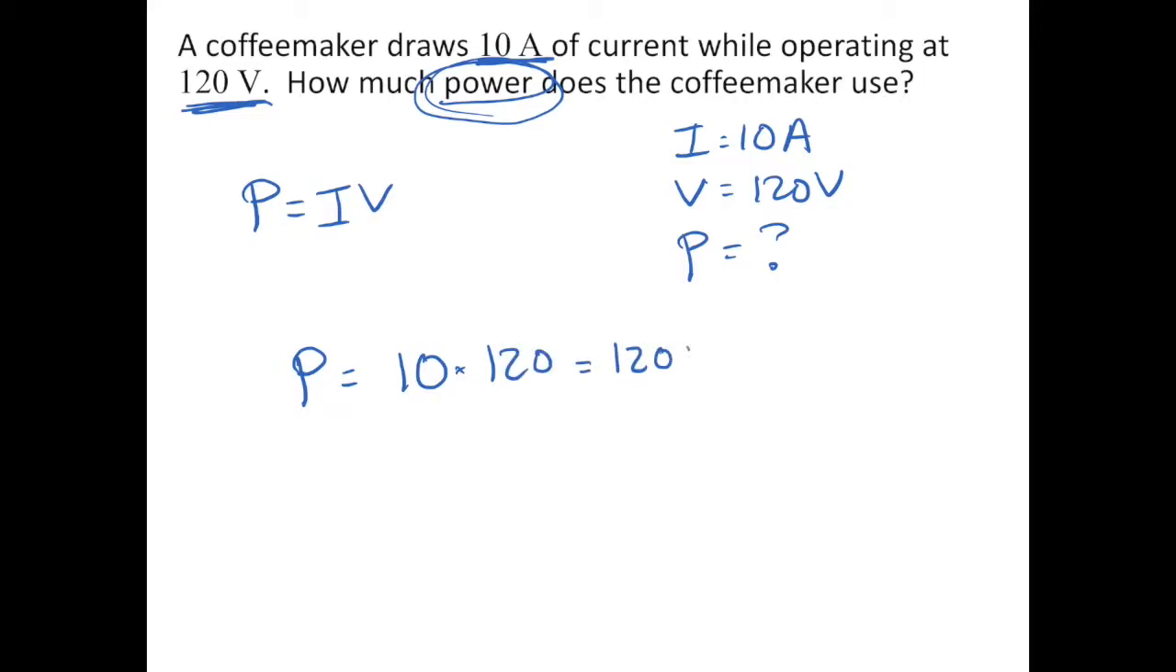So you get 1200, and power is in watts. 1200 watts. That's a lot of watts. So that's a lot of energy at one time.